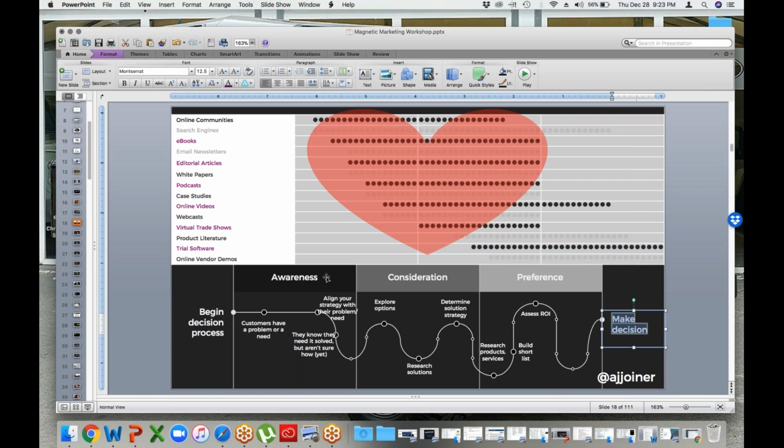But at the beginning, first they have a problem that they need solved, right? And this is where marketing comes in. It's like, okay, what problem do you solve for someone? If I'm a marketing person and I'm talking to you for the very first time, I want to know, what problem do you solve?